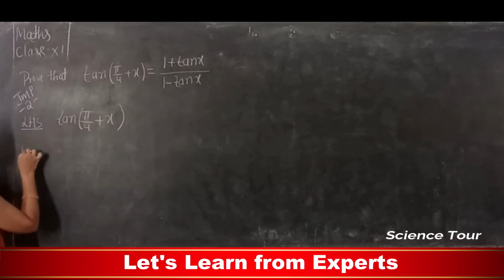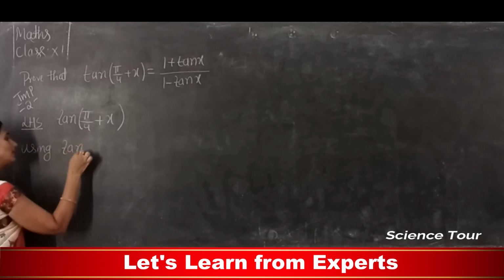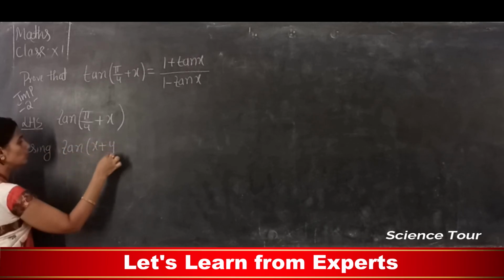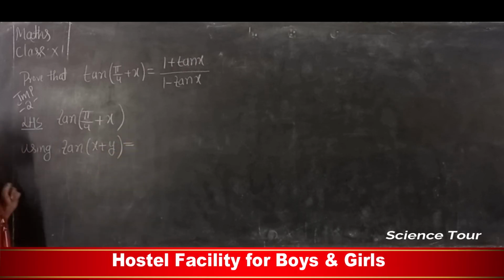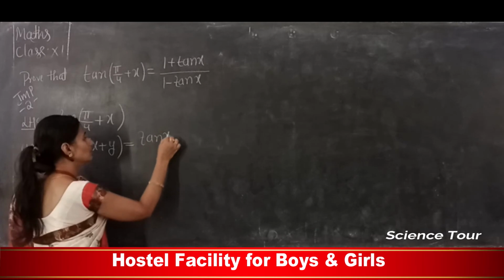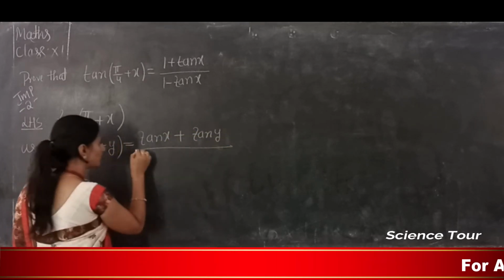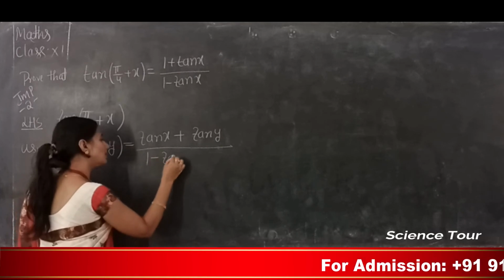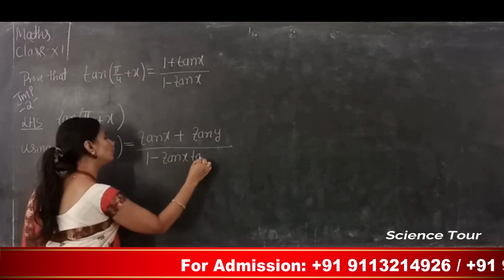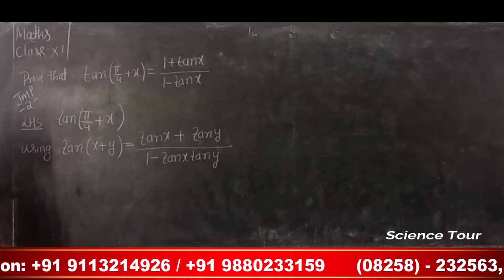So now using the formula tan(x plus y), you know this formula, right? What is tan(x plus y)? It is tan x plus tan y divided by 1 minus tan x into tan y. So this is the formula.